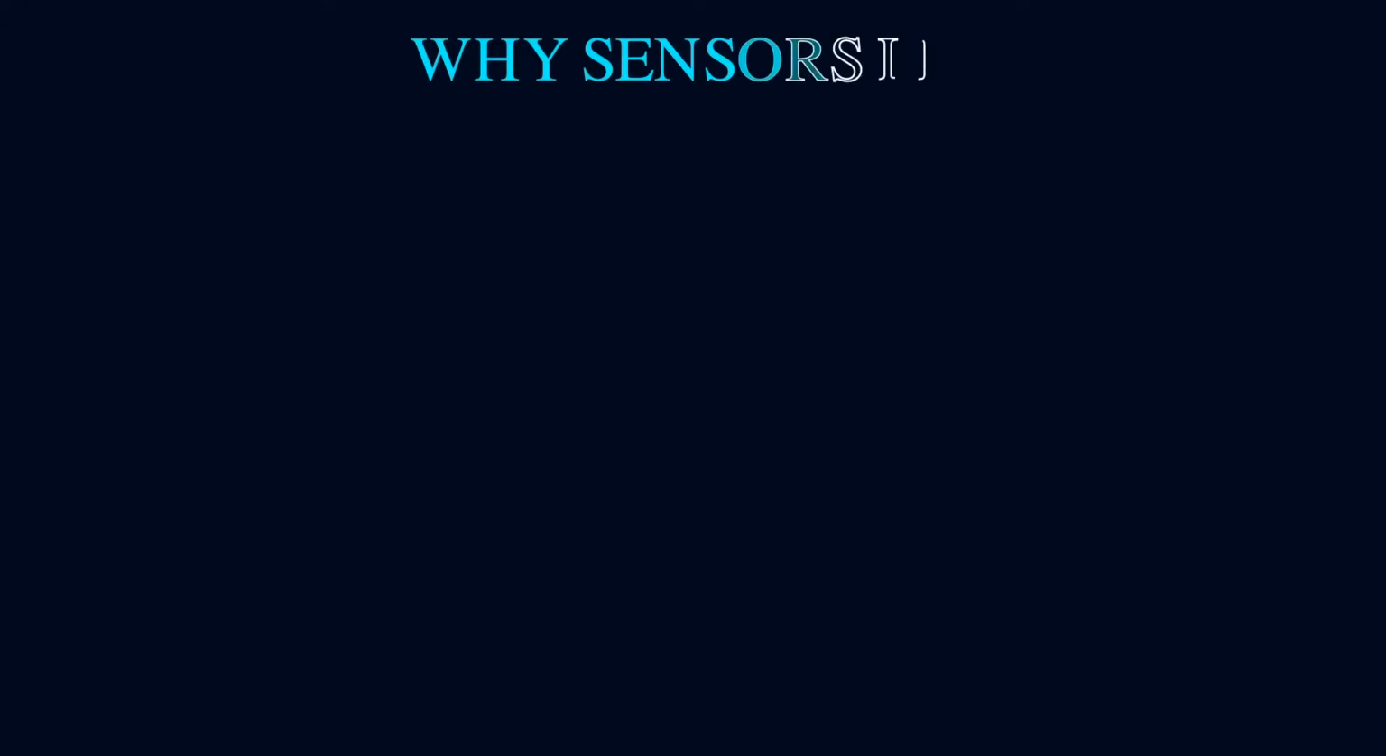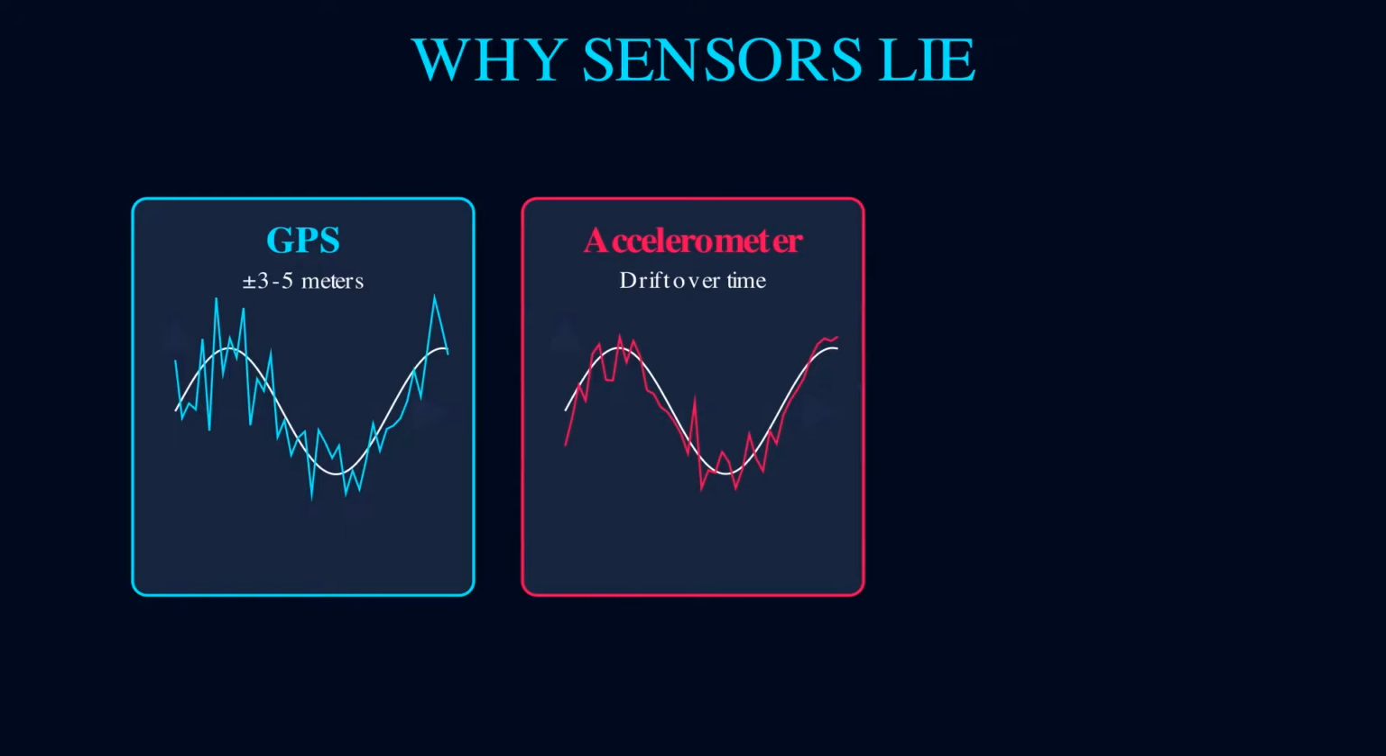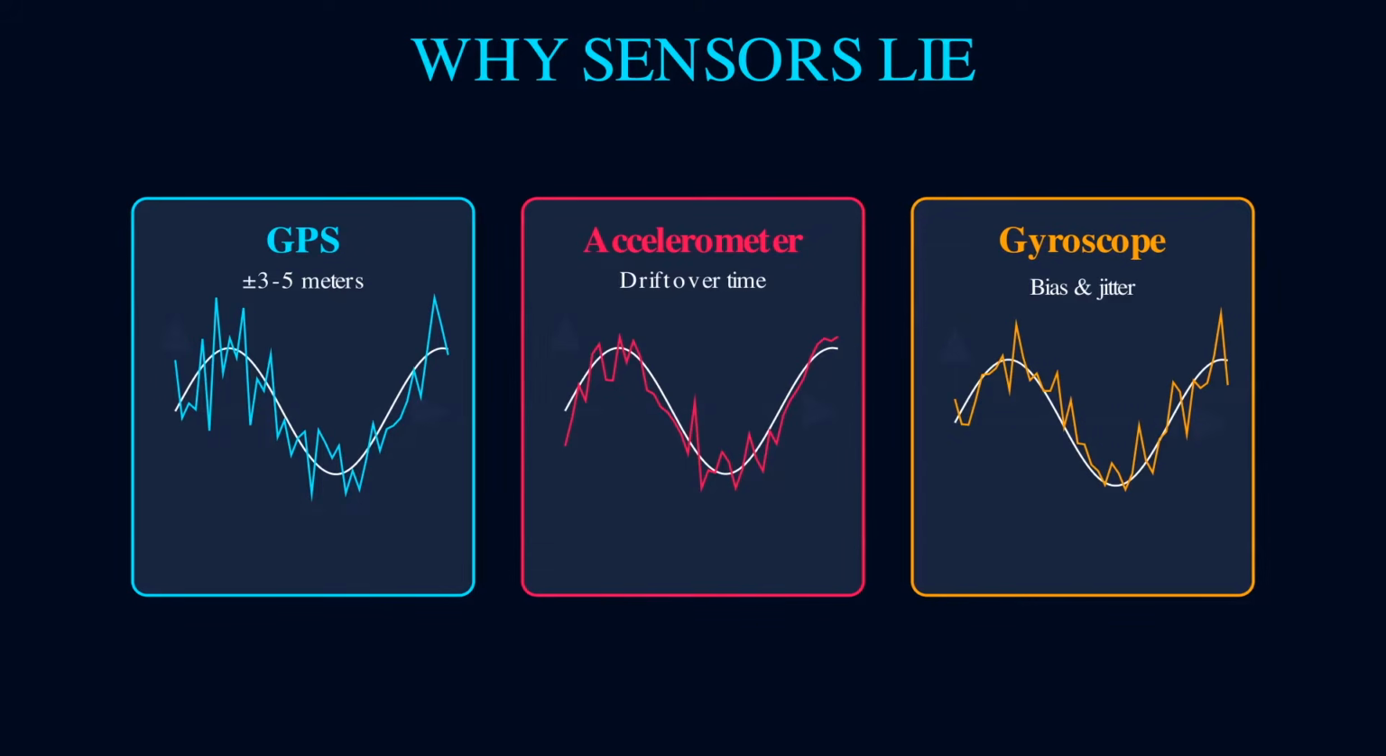Every sensor lies, but each one lies differently. GPS gives you position, but with 3 to 5 meters of uncertainty. Accelerometers drift over time, slowly accumulating error. Gyroscopes suffer from bias and jitter, adding random fluctuations. Each sensor has its own unique noise profile, and none of them can be fully trusted alone.